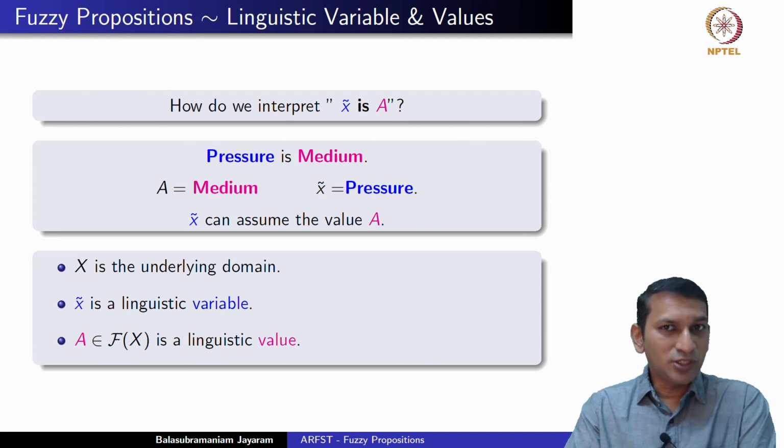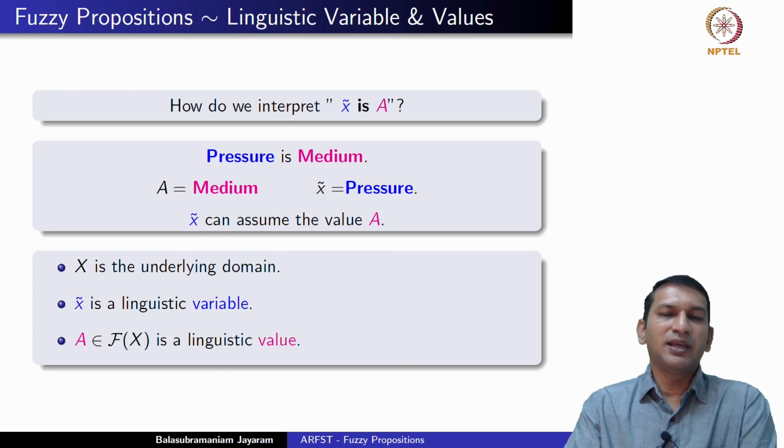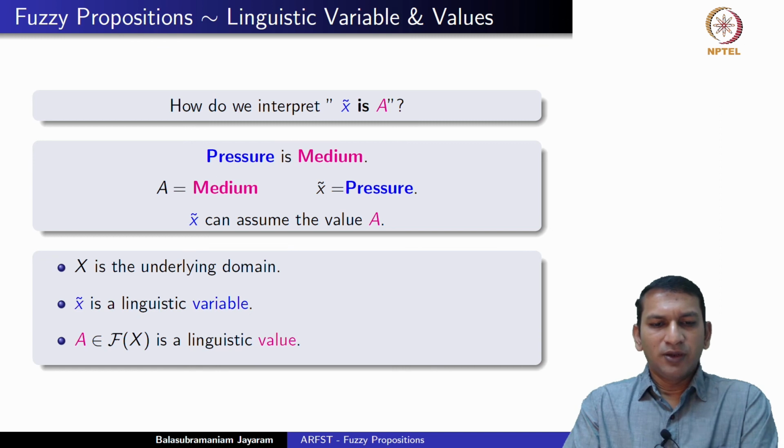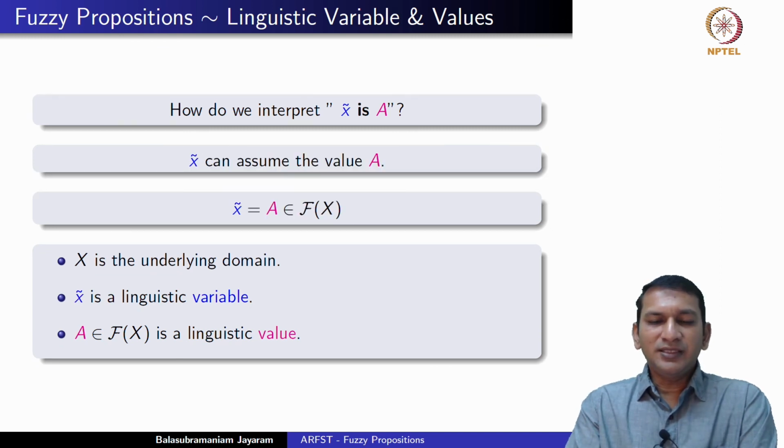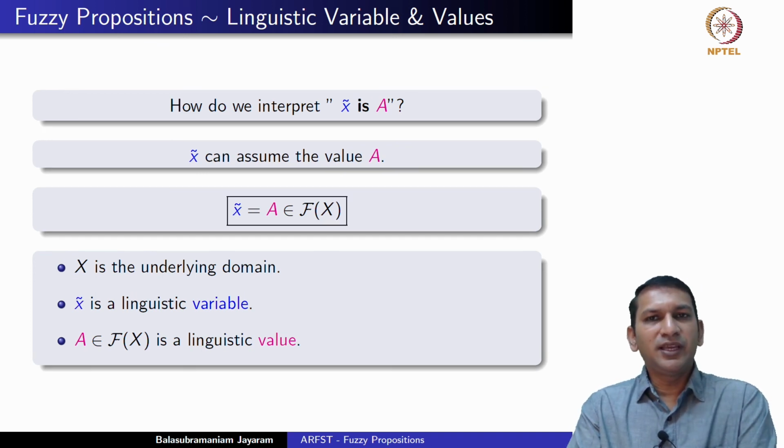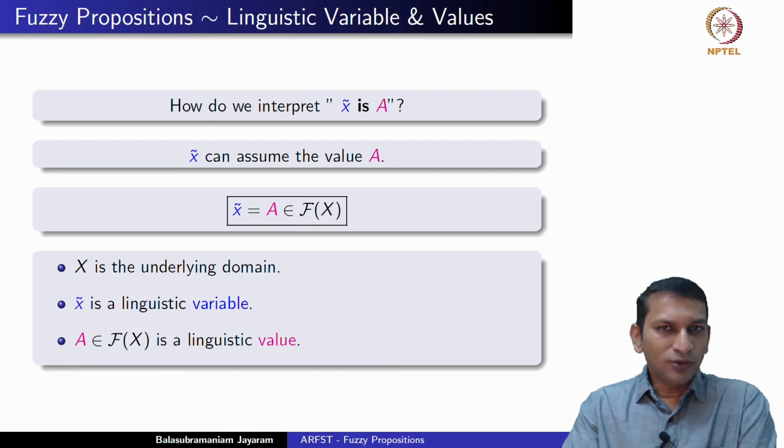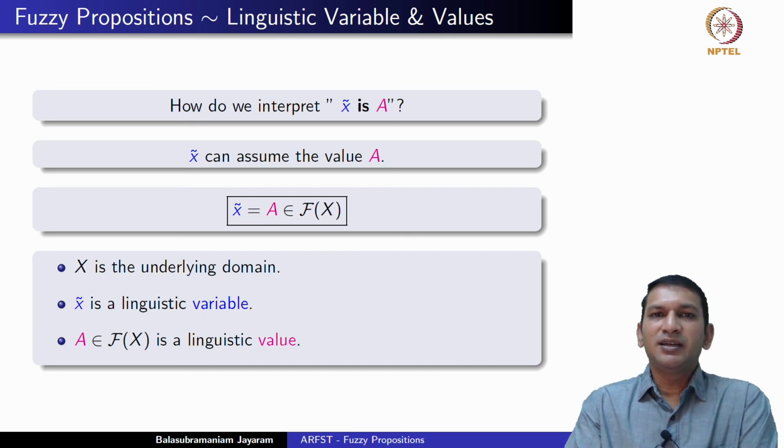But now the context also has to be kept in mind while choosing the set of linguistic values a linguistic variable can actually assume. So what we have is x tilde is A can also be interpreted as assigning a linguistic value to a linguistic variable. X tilde can assume the value A. The most important thing is x tilde is equal to A and it is coming from F of x. With respect to the context, we have fixed the domain x and we will interpret by giving semantics accordingly, so that x tilde is A makes sense in that context.